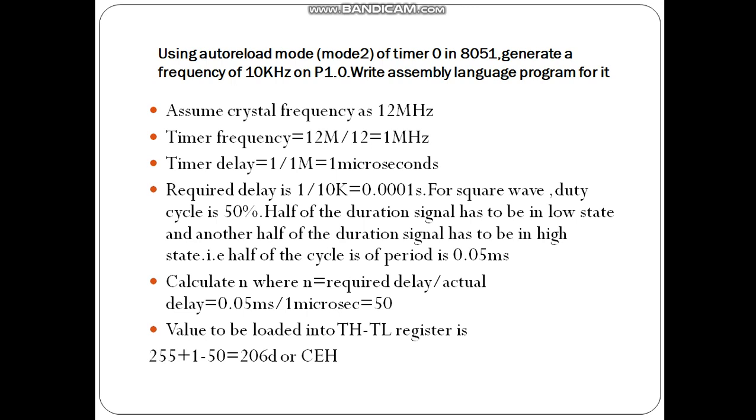And the value that has to be loaded into the TH register, we are not loading TL, it is only the TH register that we are loading. That is the maximum value. In mode 2 the maximum value is 255 plus 1 minus n, which is 50. So here we get the answer as 206 in decimal or CEH in hexadecimal. So this value CEH has to be loaded into the TH register.